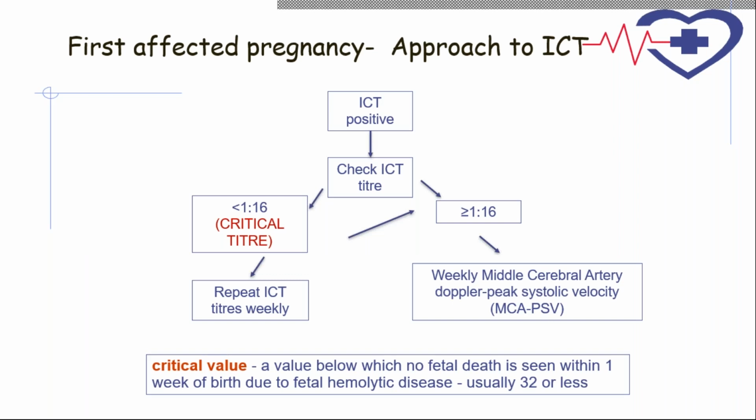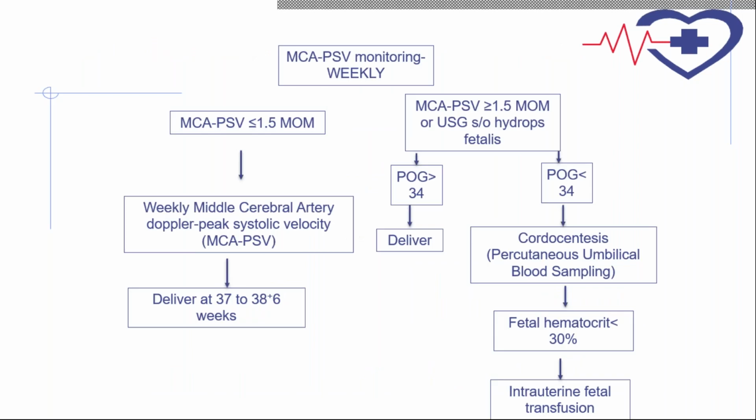So if the first pregnancy is affected, this slide we have already shown you. Next slide. Yeah. So we are going to do MCA peak systolic velocity monitoring weekly. And if the MoM remains below 1.5, you will keep on following her weekly, and you will deliver her at 37 to 38 weeks. However, if the MoM increases and if the period of gestation is already 34 weeks, you can inform the nursery, and you have to deliver her with everything ready in the nursery. This delivery should be at a tertiary center with good neonatal services, who can manage neonatal jaundice, phototherapy, exchange transfusion, whatever the baby needs.